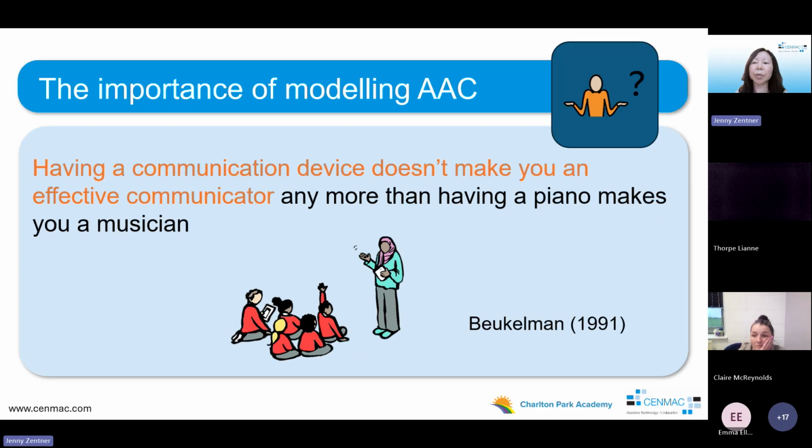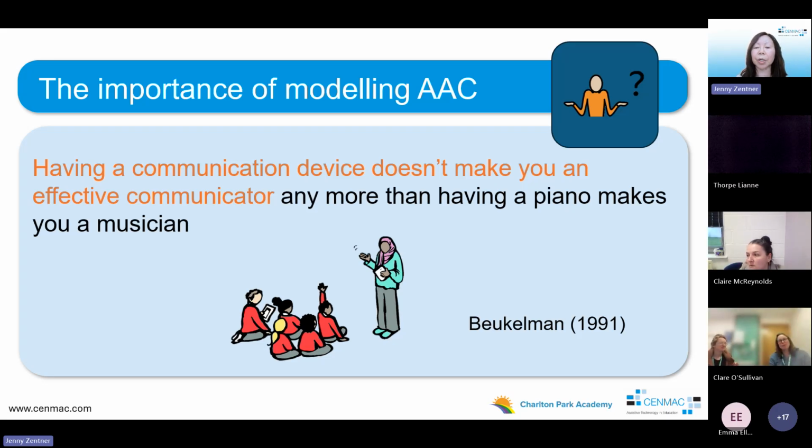This is a well-known quote highlighting that having a piano does not make you a musician, just as having a communication device does not make you an effective communicator. They both require time, commitment, effort, learning, and practice. The same with learning another language. Learning to use an AAC device to communicate is similar to learning a new language for both the AAC user and for the communication partners.